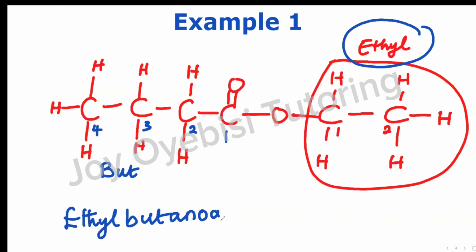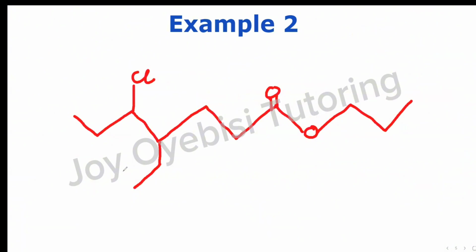So the name of this compound will be ethyl butanoate. Now we move on to this next one. At this point, you can pause and try it yourself, and then you can continue watching to see what the correct answer is. Now, this is a line structure where the carbons and the hydrogens are usually not shown.